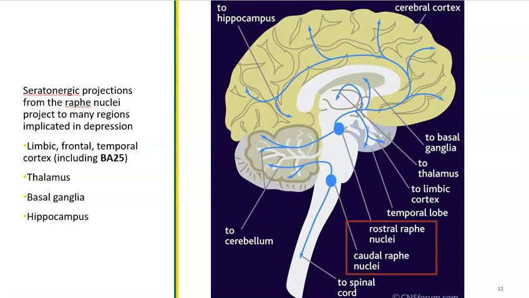Next time I'm going to talk specifically about the monoamine hypothesis and what that says is happening to serotonin and norepinephrine in the brain in depressed patients.